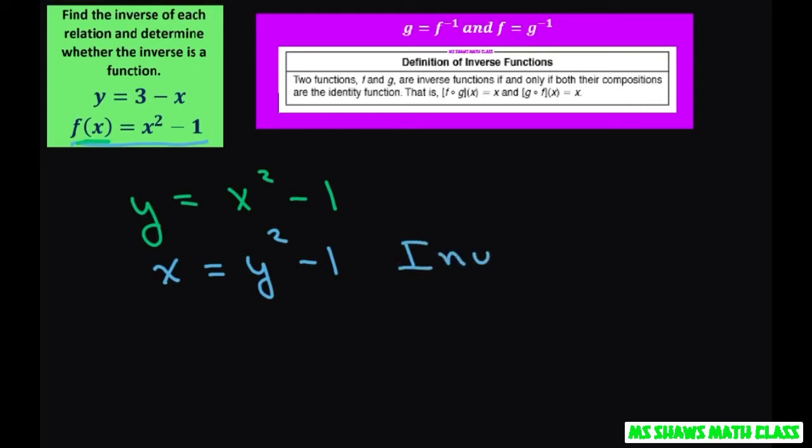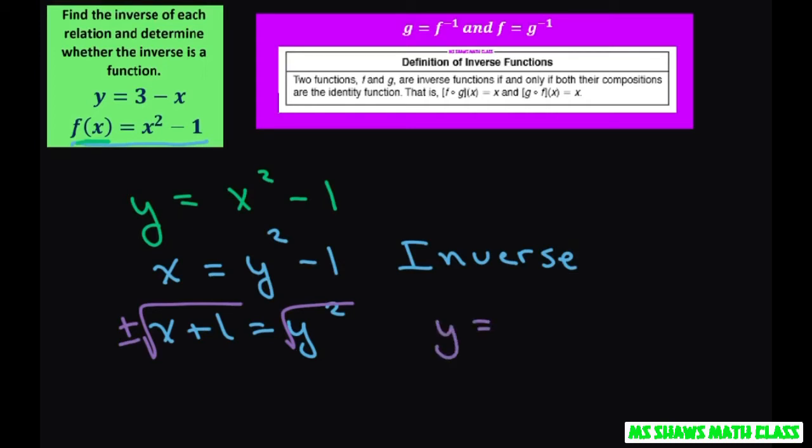I always like to say that because it's the inverse once you switch it. Now let's add 1 to both sides, and square root both sides to solve for y. Isolate the y. That way we can put it in the calculator. Don't forget your plus and minus. So your y equals plus or minus square root of x plus 1. This is not a function.